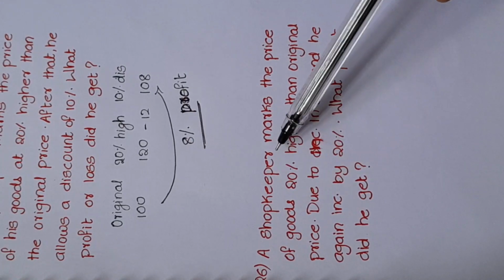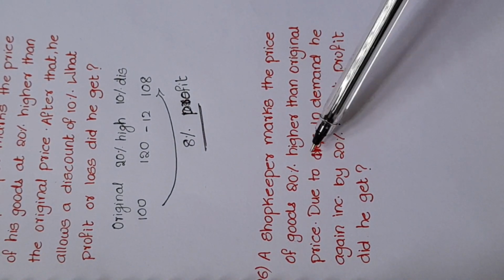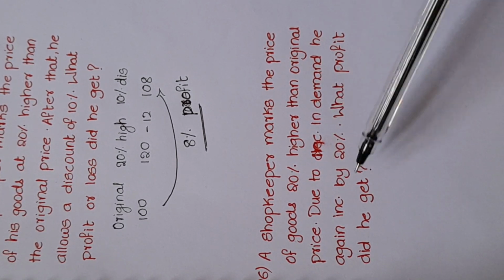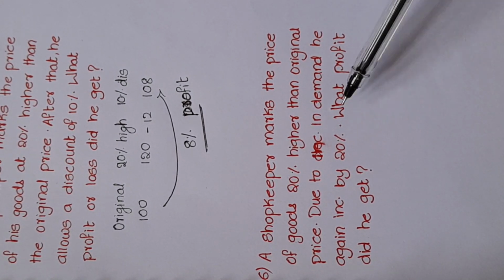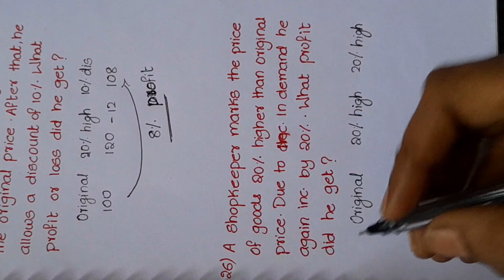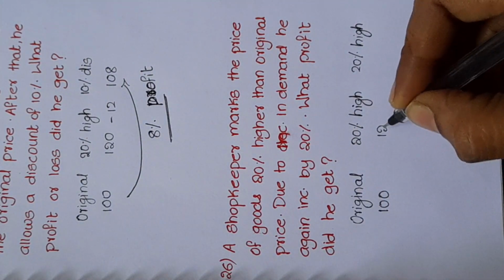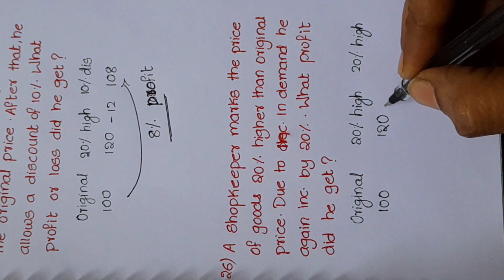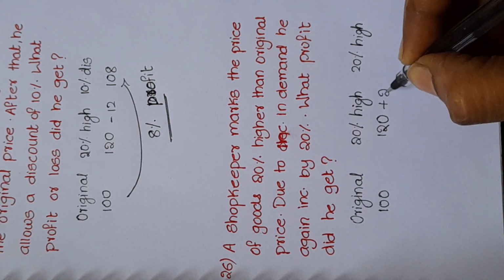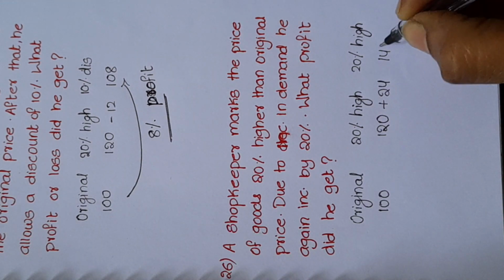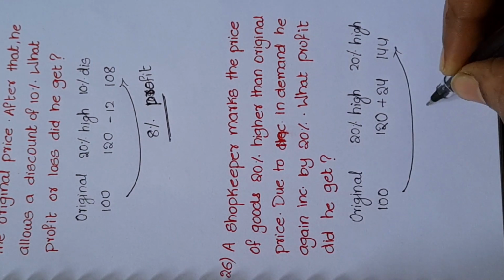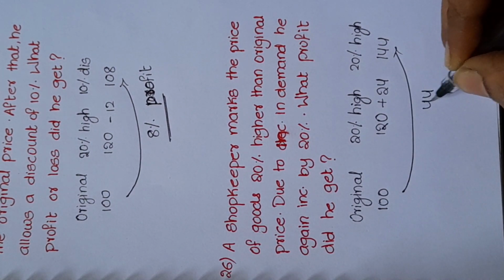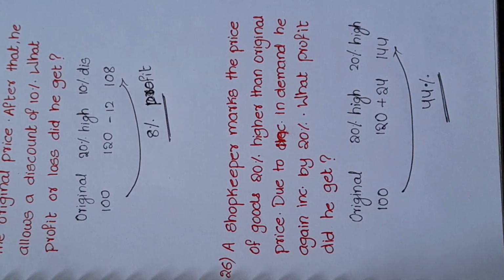Question number 26. A shopkeeper marks the price of goods 20% higher than the original price. Due to increase in demand, he again increases by 20%. What profit did he get? Let the original price be 100 rupees. If 20% is increased, the price becomes 120. And again from this 20% is increased. That is 120 plus 24. This becomes 144. There is an increase of 44 rupees. So he gets a profit of 44%.